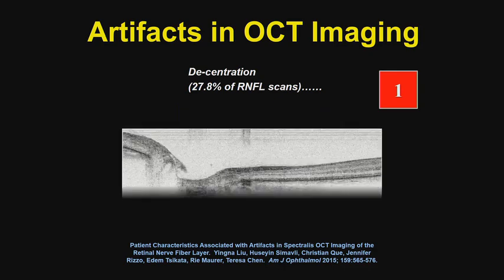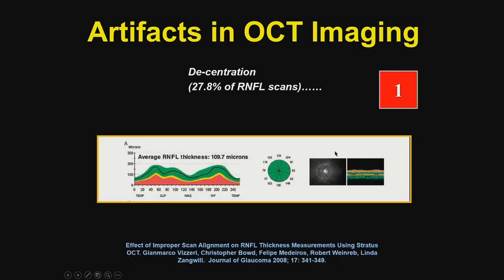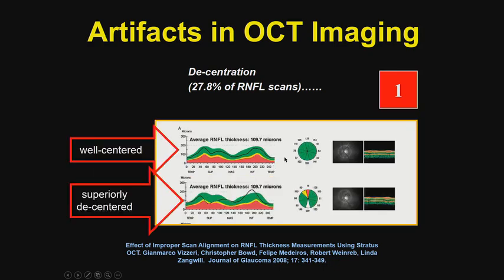This is an issue because we know that the nerve fiber layer usually is thicker closer to the optic nerve and thinner further away from the optic nerve. This is in a normal anatomy. So here's a study by some of our local colleagues, and this is a normal patient with all green on the OCT scan. However, if you take the same patient and you purposely decenter the scan superiorly, you can get artifactual RNFL thinning superiorly. And again, this is just because we're scanning further away from the optic nerve head superiorly.